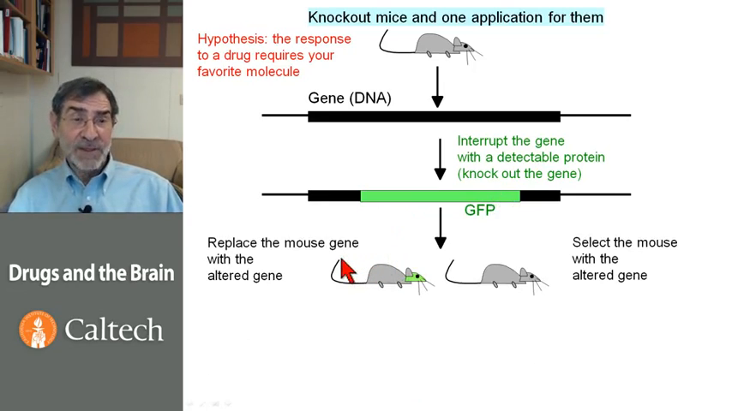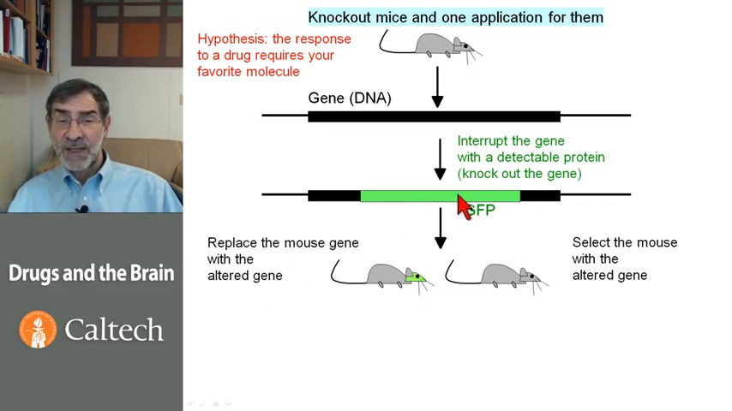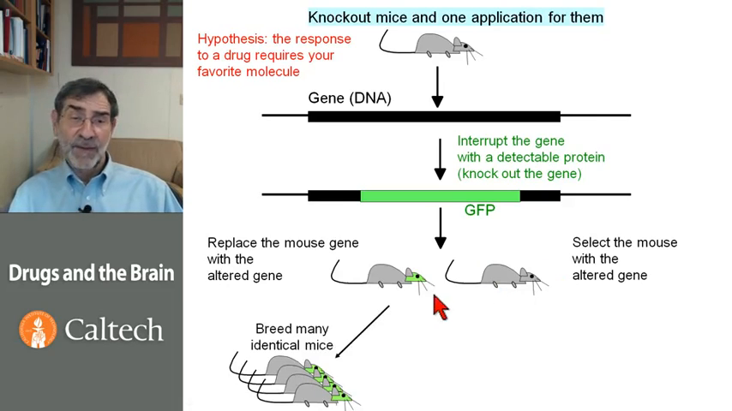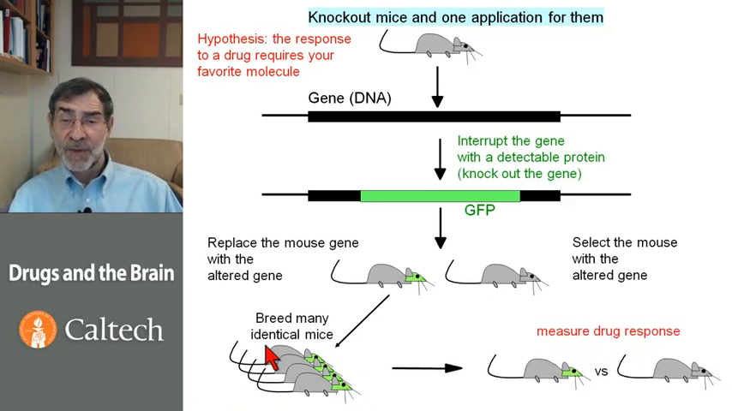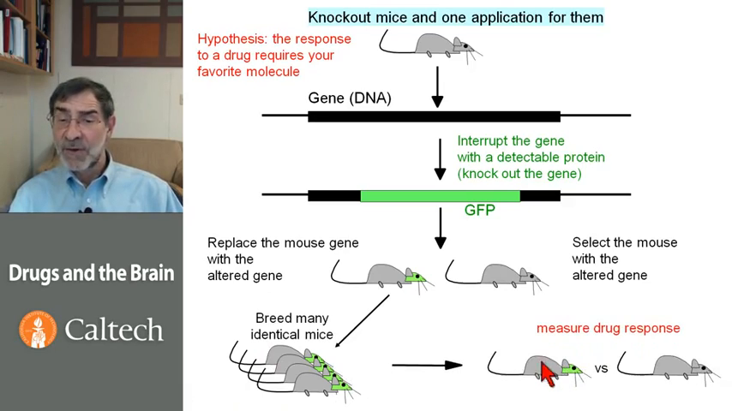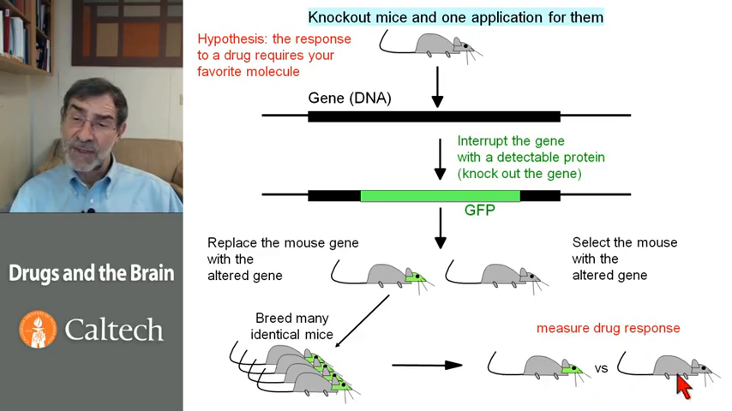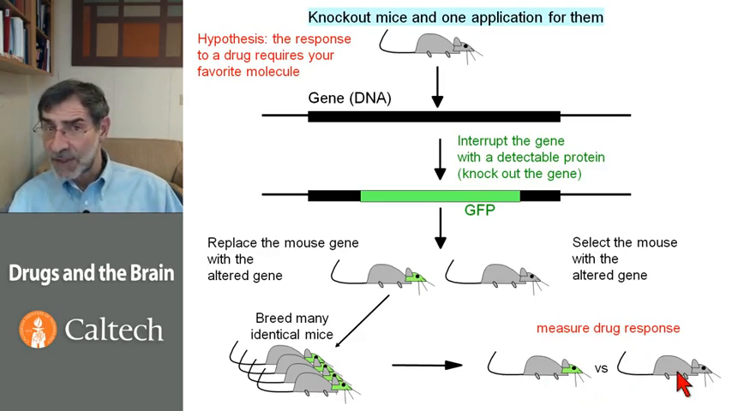So in some mice, then, the mouse gene has been replaced with the altered gene that encodes GFP, and those mice fluoresce green. And the researcher needs to select those mice that have been interrupted from those mice that have not had their gene interrupted and do not fluoresce green. When a good knockout founder mouse has been identified, the researcher then breeds many identical knockout mice and measures the drug response on the knockout mice versus the unaltered mice, so-called wild-type mice.